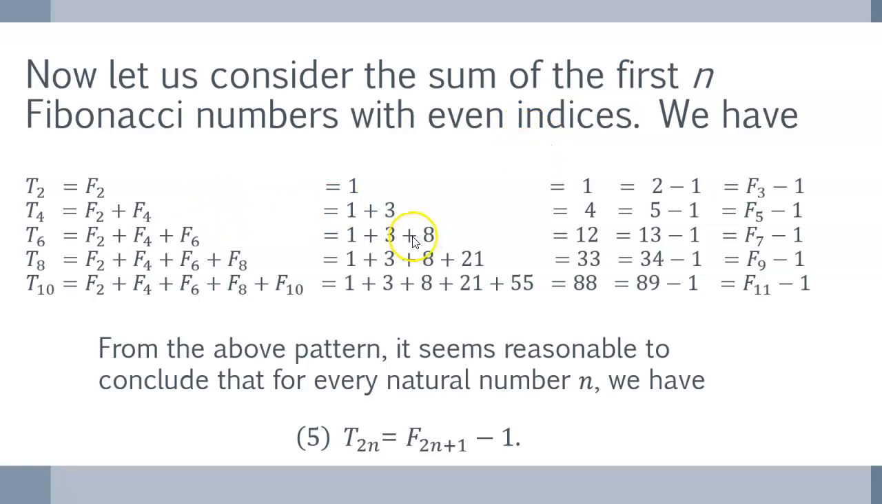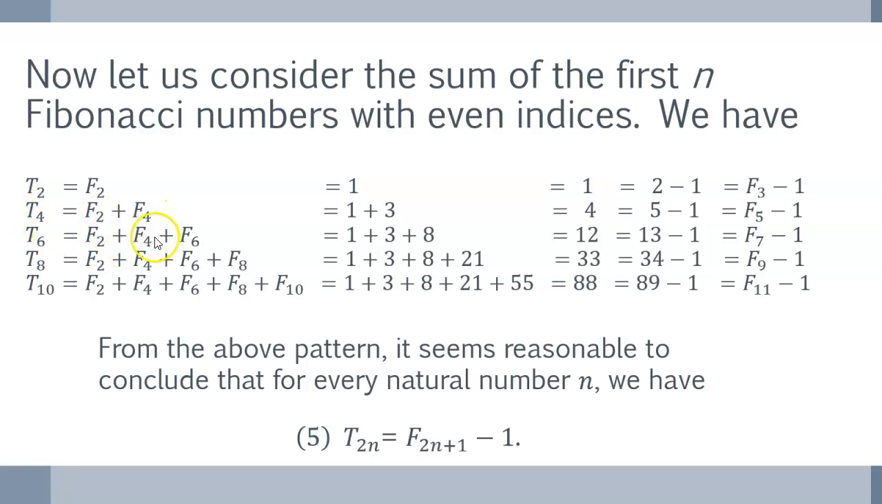So we can look at the first 5 cases. This T2 is F2, which is 1, and that's 2 minus 1, or F3 minus 1. Notice we have minus 1s here. So this formula is a little more complicated than my previous one. It's not just Fibonacci numbers, it's Fibonacci numbers minus 1. But you can check yourself that these other cases also hold.